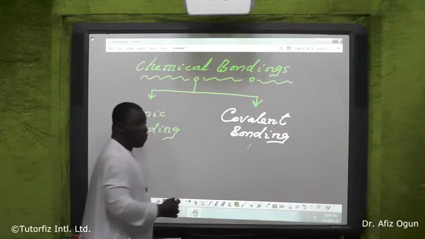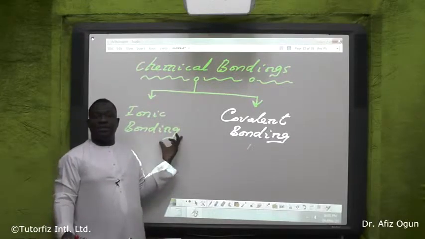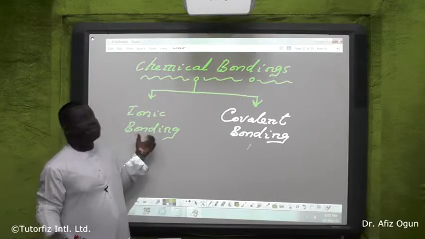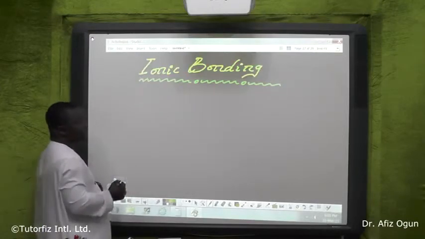How does it occur? Ionic bonding and covalent bonding. How do they occur? Let's look at ionic bonding first. I've written here before.